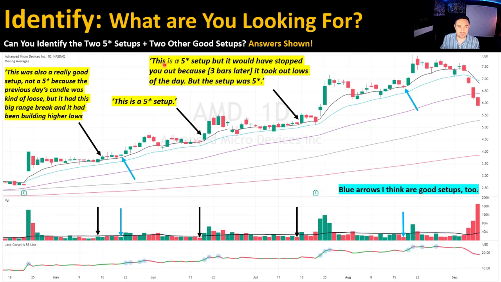Another one here, this is a five-star setup, but it would have stopped you out because three bars later, this bar later, see how it breaks out here, and then here, it took out the lows of the day. So Qullamaggie will buy the breakout, opening range highs, and then stop loss low of the day, so this bar here stopped him out. And then the blue arrows, I've just highlighted another two. I think they're very good setups. I think this is a five-star setup for me, and I think this also is a five-star setup. This is a really good chart to study.